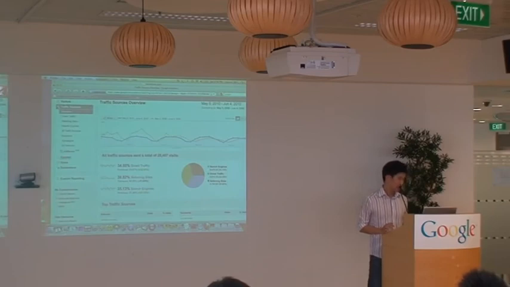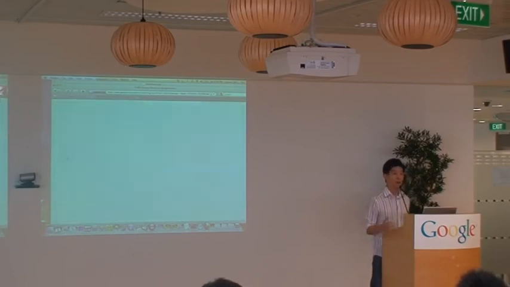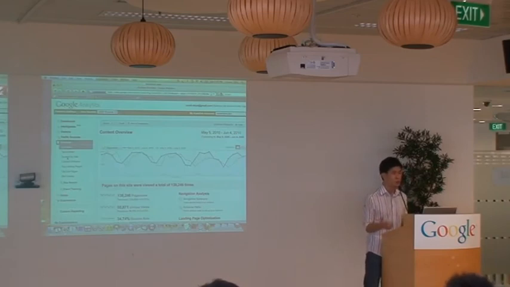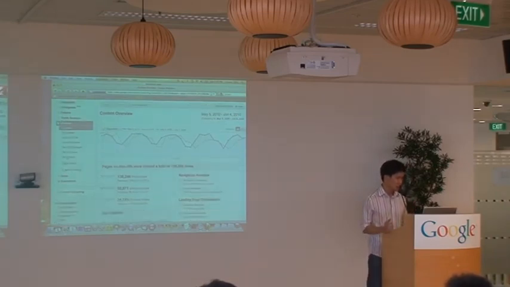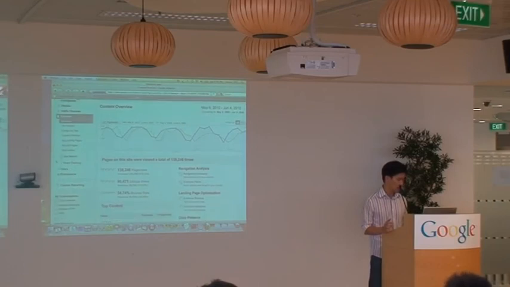The next very important kind of report is the content report. When people are going to your website, what are they doing? What are they looking at? So this shows what people are looking at.